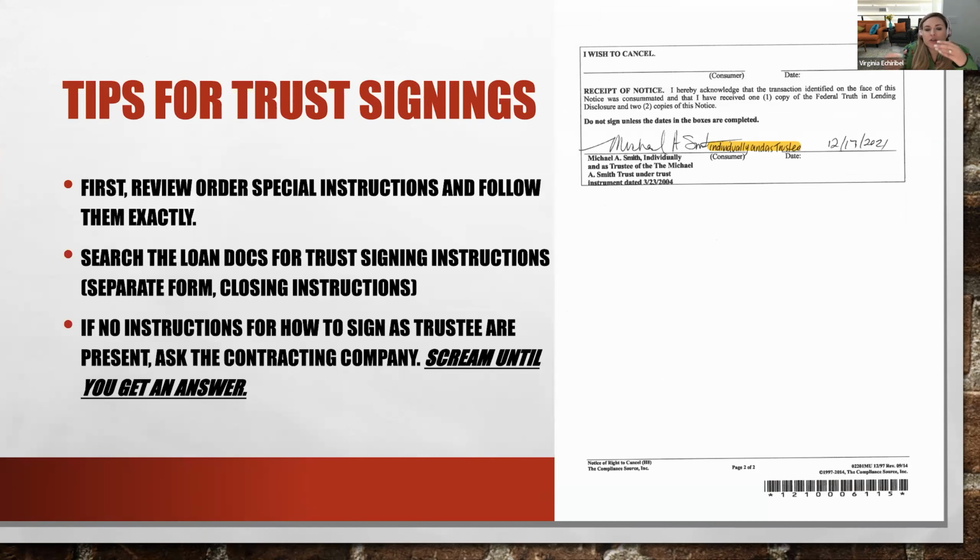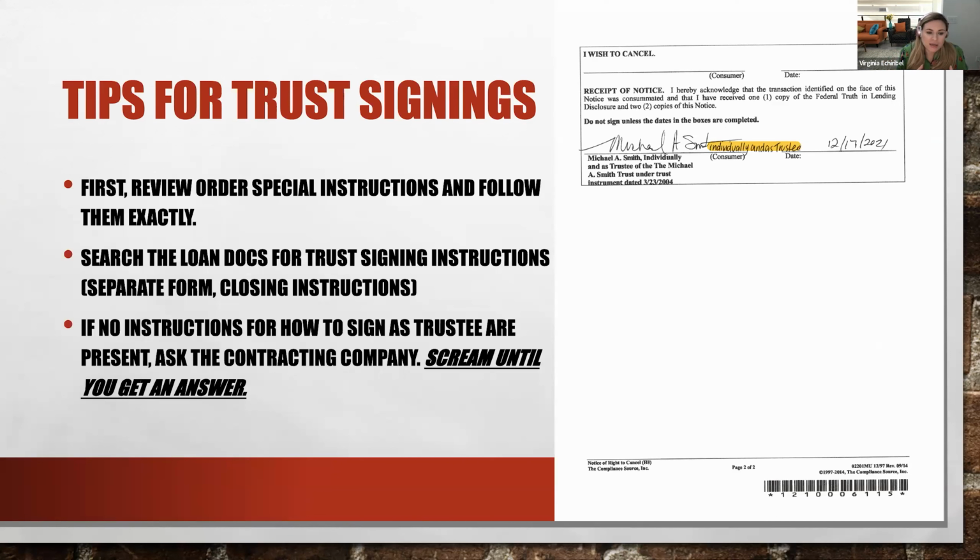So every lender is different when it comes to signing in a trust. Some lenders, if the pre-printed trustee verbiage is there under the signature line, they don't want anything. Others want this statement. Others want that entire verbiage, including the trust name and the date and all of that. The point is review special instructions. Search the loan docs for trust signing instructions. Like in this example, this was a separate form that was uploaded to the site. So the notary printed this form, never looked at it.